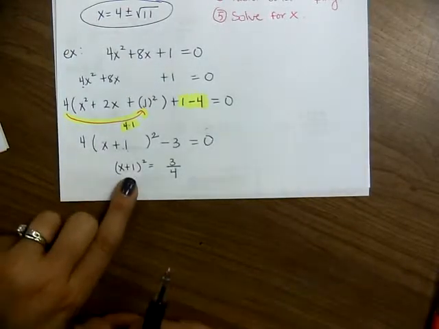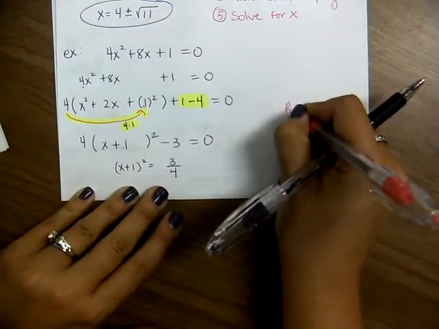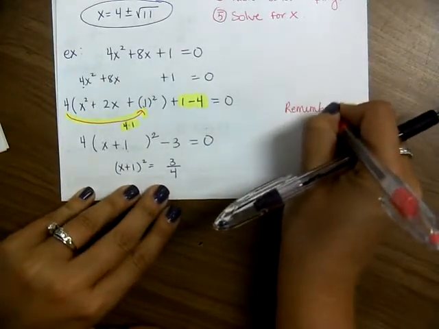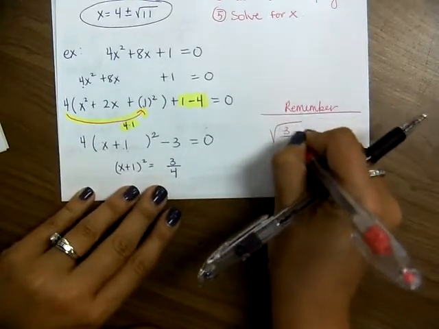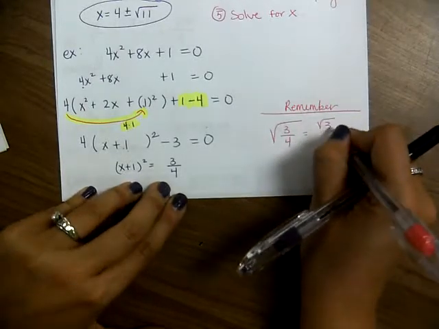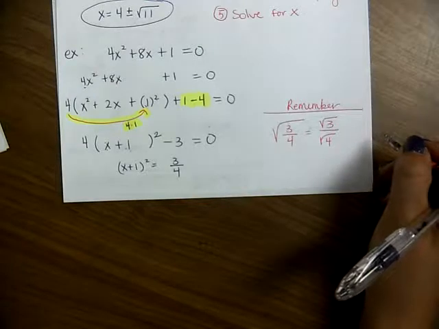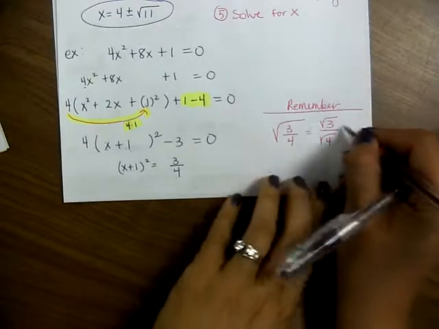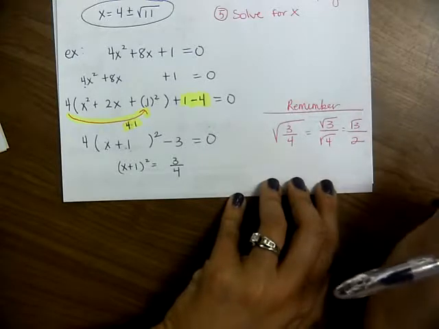At that point, I have to take the square root. But I want you to remember how to do this. So let's just make ourselves a note here. Remember, if you take the square root of 3 over 4, it really means the square root of 3 over the square root of 4, right? You'd have to take the square root of both of them, the numerator and the denominator. So this is going to give us the square root of 3 over 2.